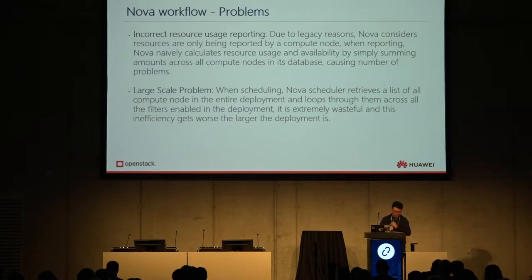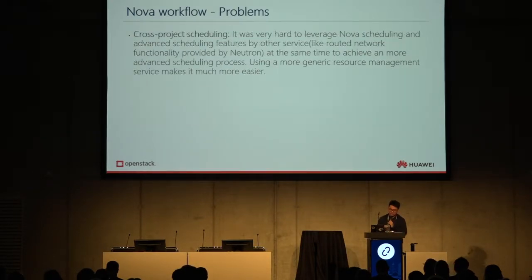The other one is cross-project scheduling. It was very hard to leverage Nova scheduling and, I'd say, some other customized scheduling features by other services, like routed network functionality by Neutron. At the same time, achieving more advanced scheduling using a more generic resource management service across all OpenStack services will make this much easier.